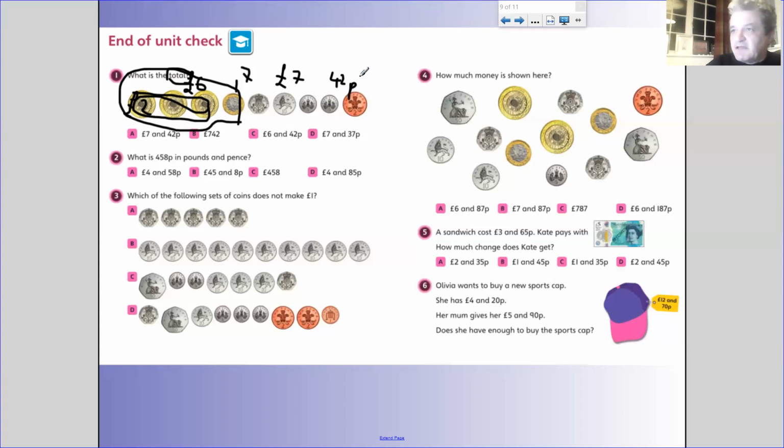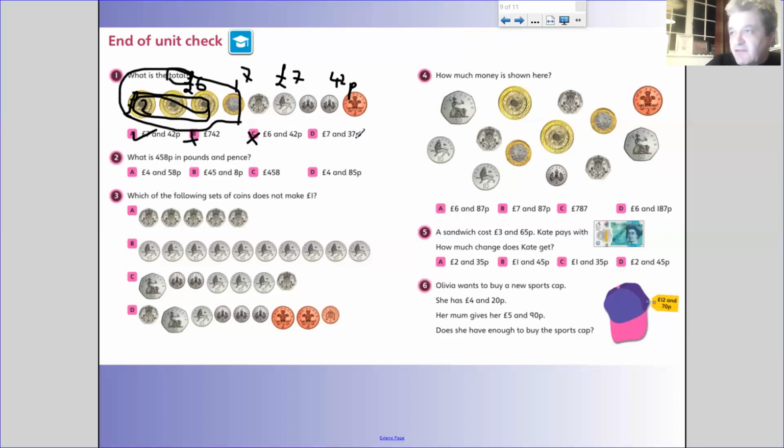Look at the answers I've been given. So yes, I've been given that there, so I can tick this answer. The total amount of money I've got there is £7.42. So I know this one is incorrect. Is there more than one correct answer? Here, I've got 742 pounds, sorry, £742. I've clearly not got £742. So I can cross that off.